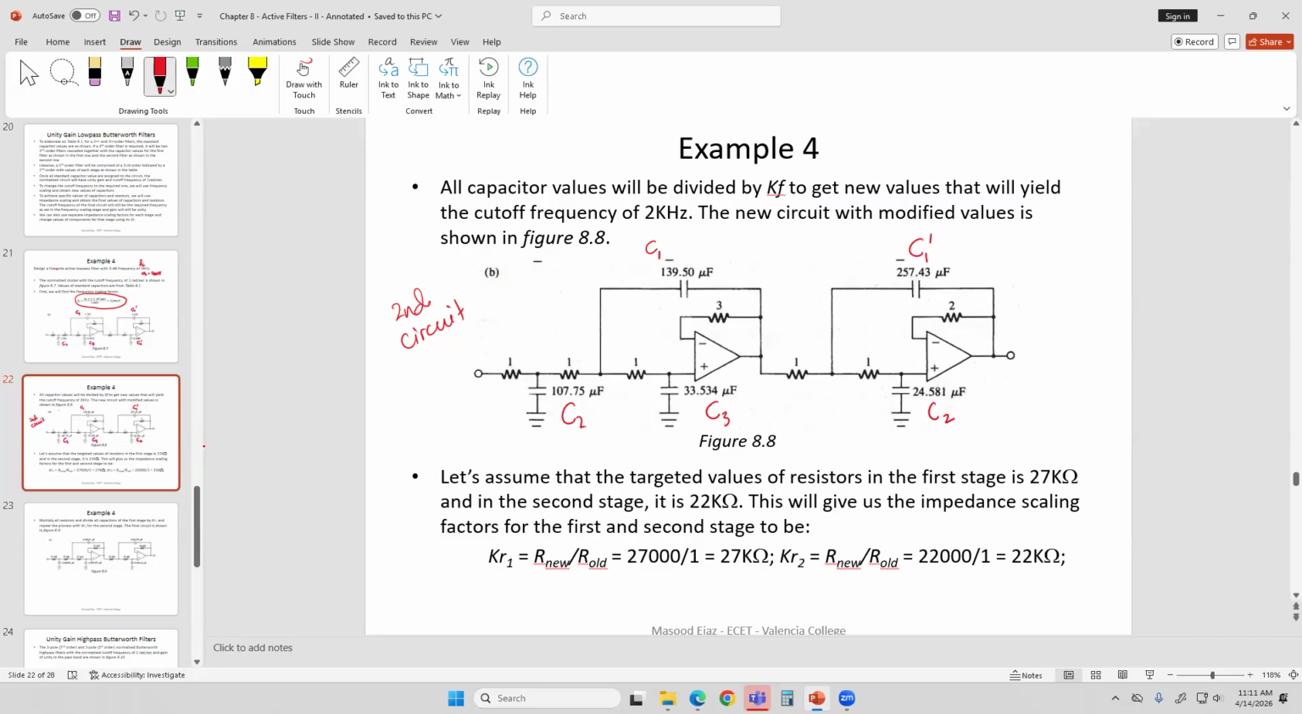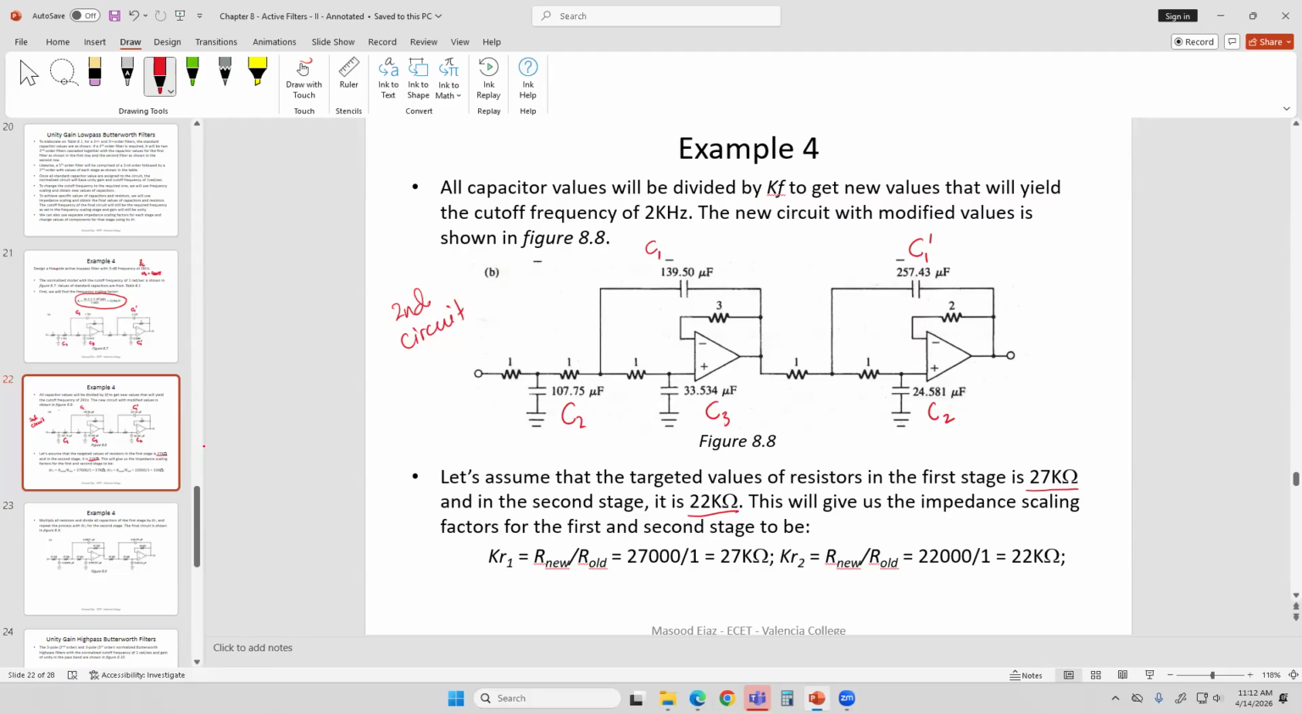All right, let's assume that the targeted value of resistor in the first stage is 27 kilo ohm. So now I'm targeting the value of resistors: 27 kilo ohm for the first one, 22 kilo ohm in the second one. I don't know how I targeted it. Maybe it was given in the book, or maybe I just chose some value. But you can target capacitors or you can target resistors. Since the value of resistor is all 1, if we target that value, we know that we're going to change those values to whatever values we are targeting.